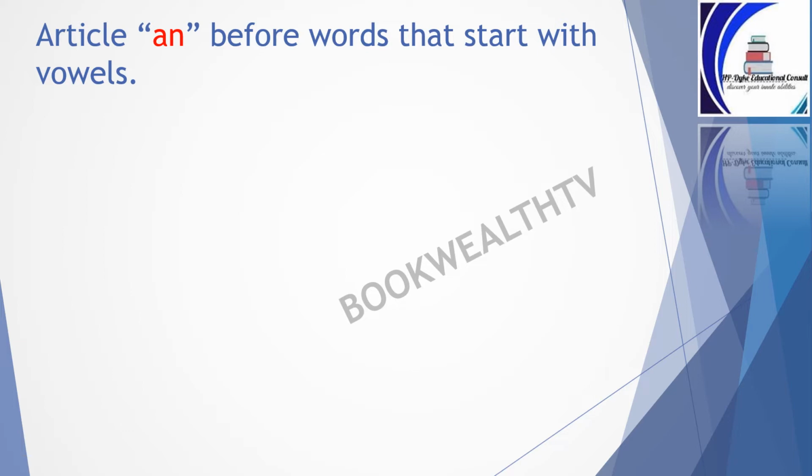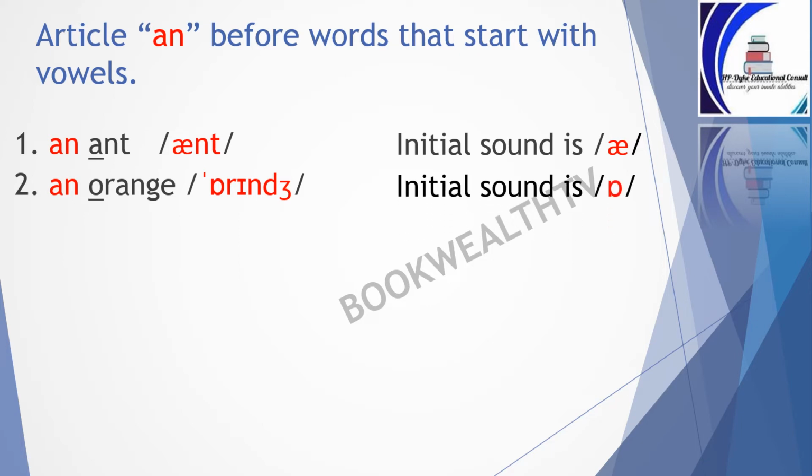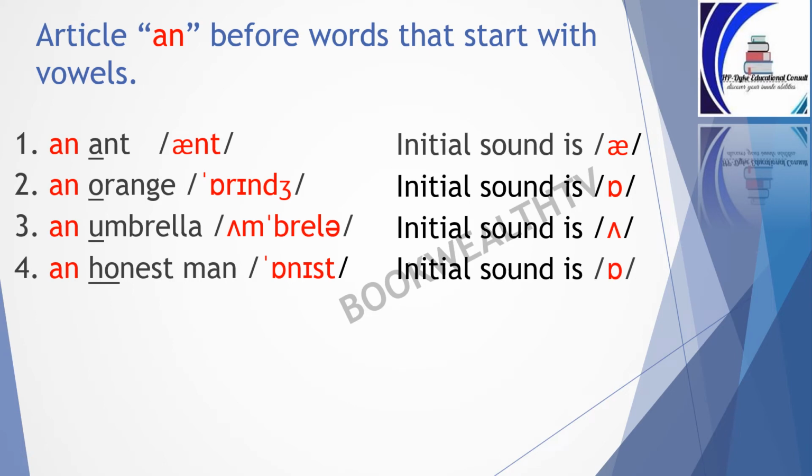Article an before words that start with vowels. An ant. Ant. Initial sound is A. An orange. Initial sound is O. An umbrella. Initial sound is A. An honest man. Honest. The initial sound is O.